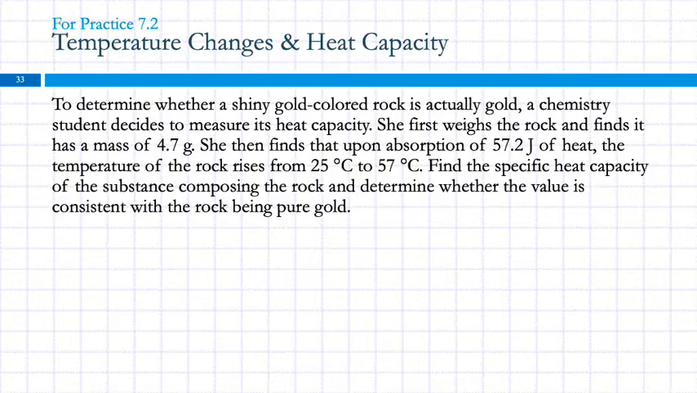So we can do calculations using that Q equals mC delta T equation. To determine whether a shiny gold-colored rock is actually gold, a chemistry student decides to measure its heat capacity. Okay, before we even get into this, what would be an easier way to figure out if this is gold? Get a washing pan. Do the old-fashioned. Well, it's already been separated from the sand.